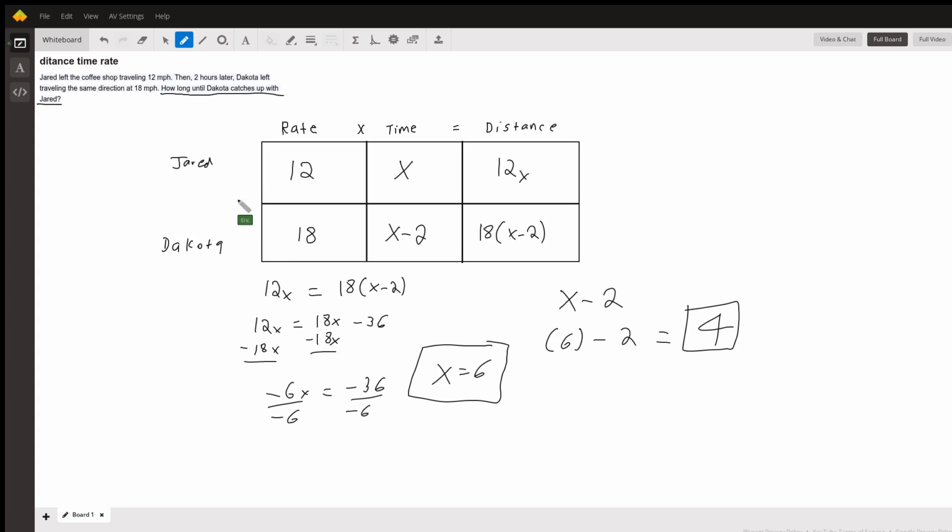So how long until Dakota catches up with Jared? Well, he's going to catch up with him in 4 hours. So our answer to the question is 4 hours.